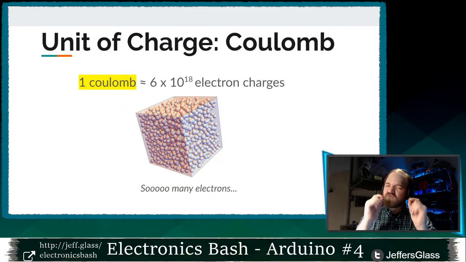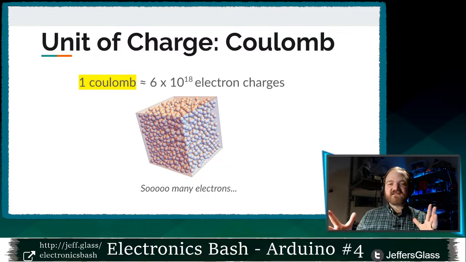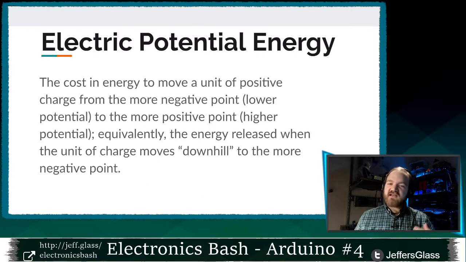The smallest practical amount that we're usually interested in talking about is 6.2 times 10 to the 18th of them, 6.2 times 10 with 18 zeros after it, right? To give you a sense of scale, that's about how many free electrons there are in a cube of copper about half a millimeter on each side. So even with 6.2 billion billion electron charges, we're still talking about a very small practical number. But anyway, when you hear coulomb, just think a small parcel of electrons that's big enough for humans to work with.